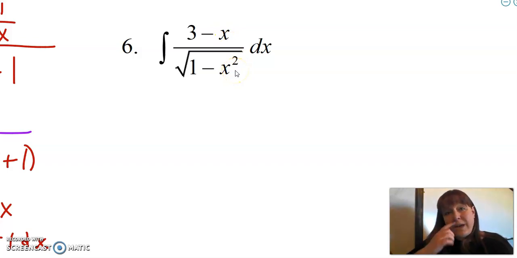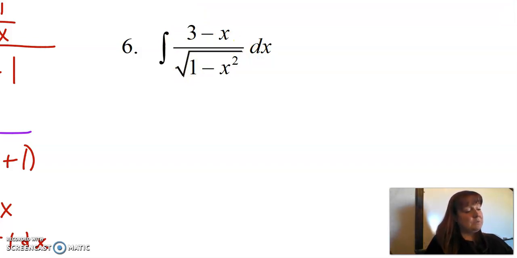So let's go ahead and split this, right? Because as long as I keep this denominator intact, I can split this into 2 fractions. And then you might recognize that this would be arc sine. This kind of looks like arc sine, right? But I have to get rid of that x on top. So let's split it into 2 fractions and we'll see what it looks like.